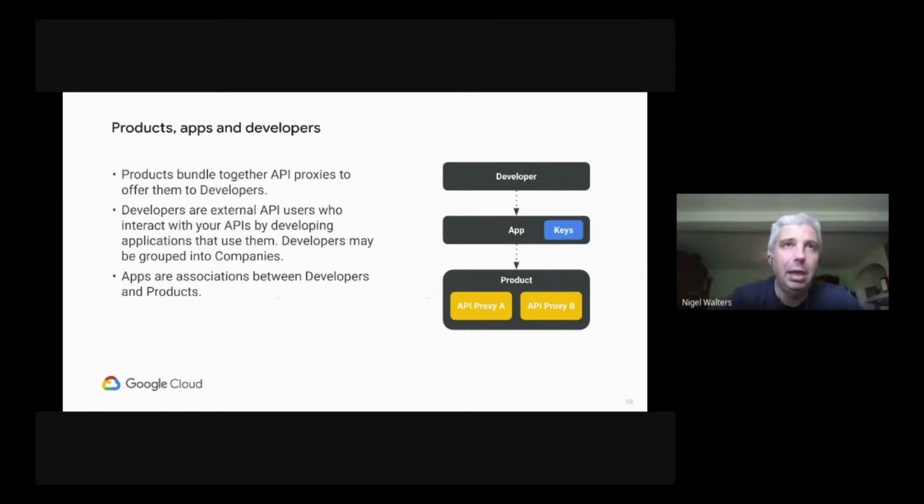Typically, most often, those developers are external API users who are interacting with your APIs. And by external, we just mean these aren't people who administer the Apigee platform. These are people who sit outside of that team and are essentially acting in that API consumer role.